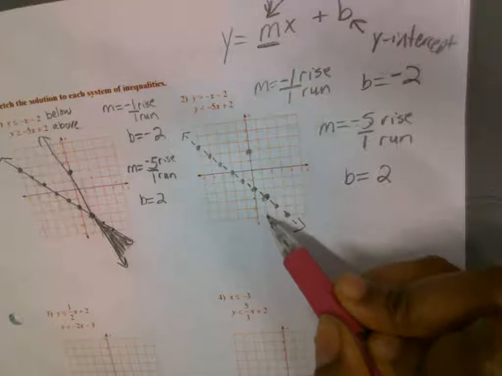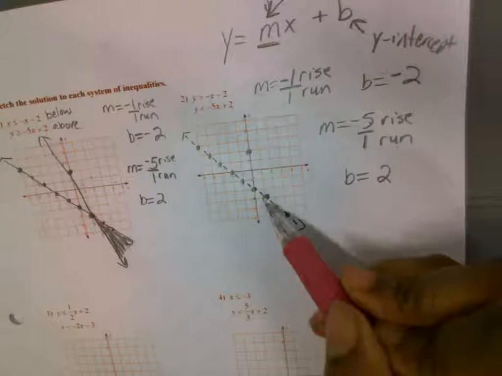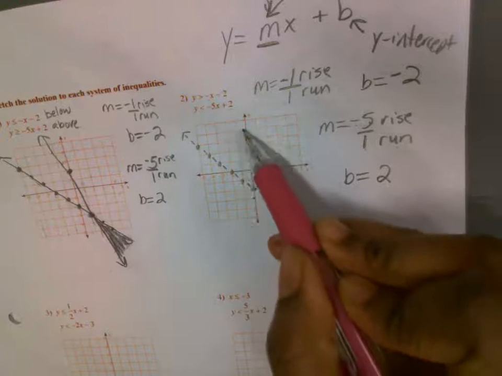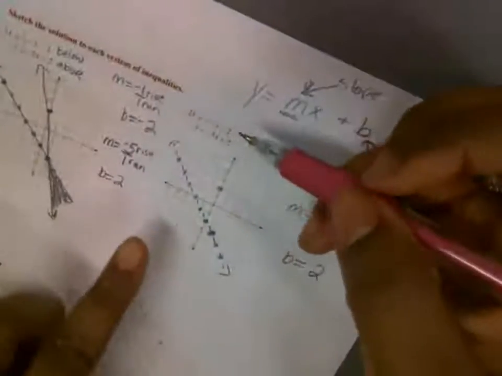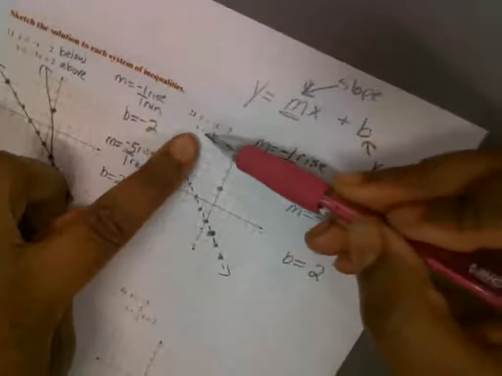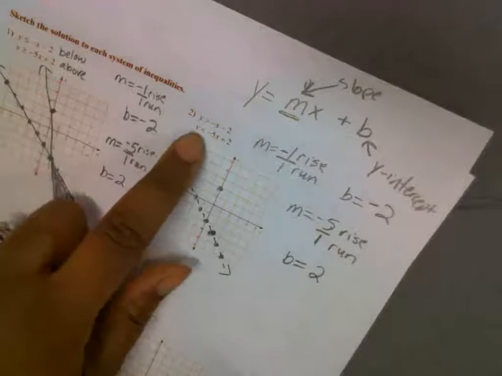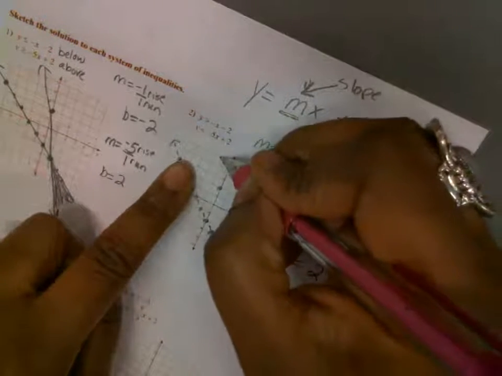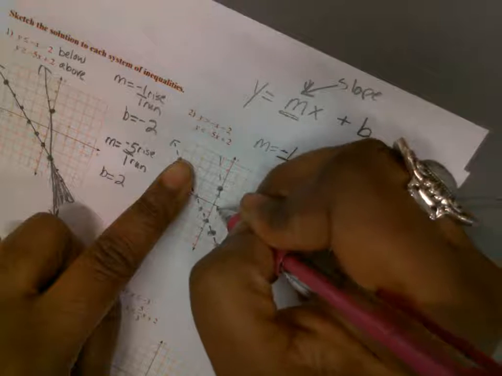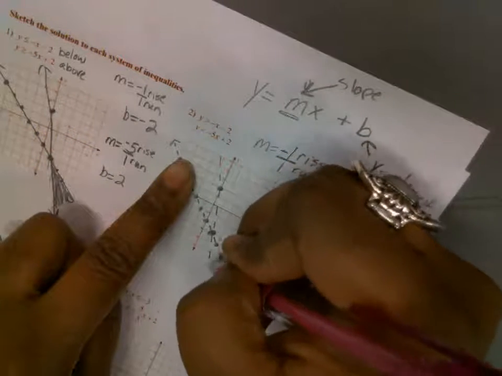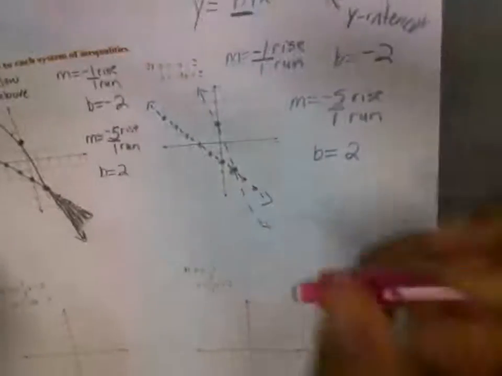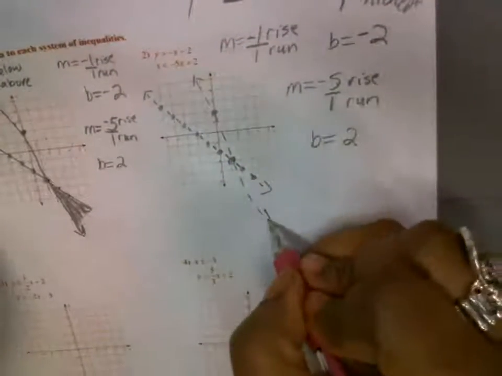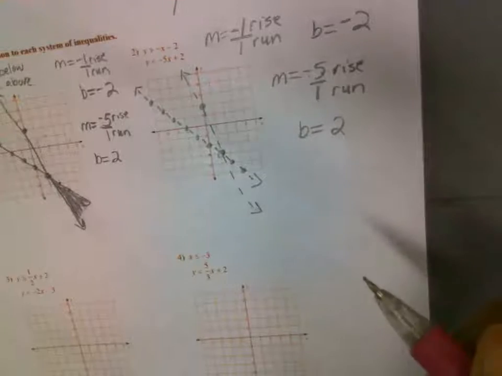I don't have enough space to go down anymore. I run out of space here. And I don't have enough space to go backwards. So I'm just going to use these 2 points to draw my line. Now this is going to be a dashed line because look, there's no equal to. So I'm going to make a dashed line. Make sure my line is still straight, even though it's dashed, it needs to be straight.